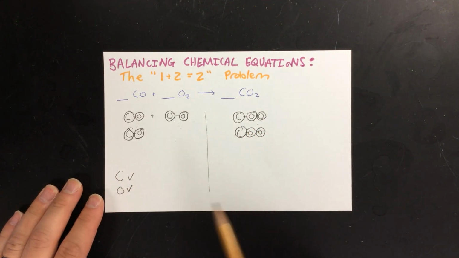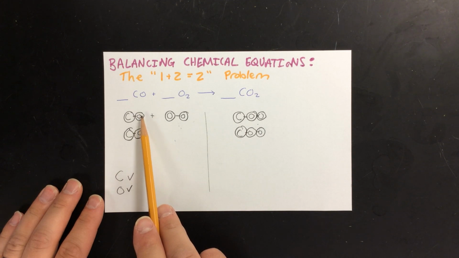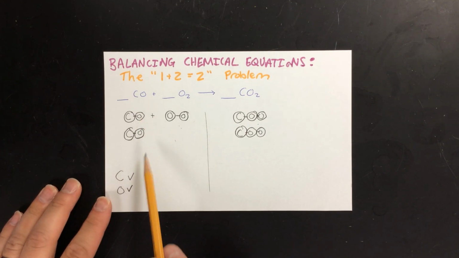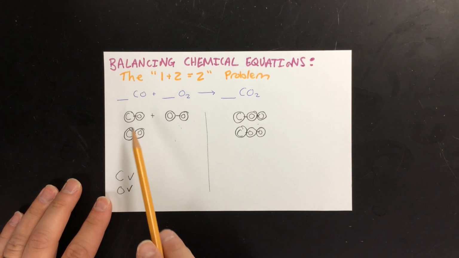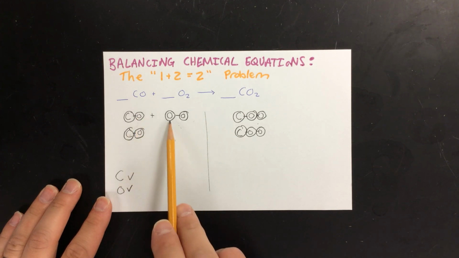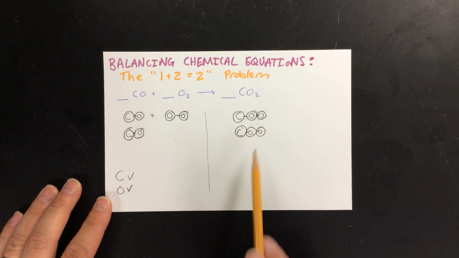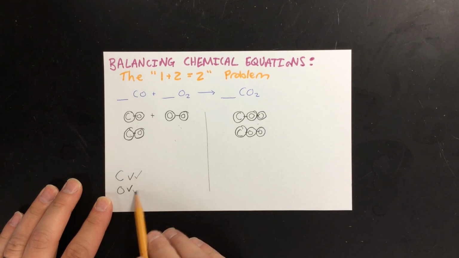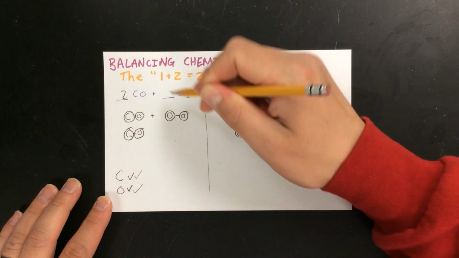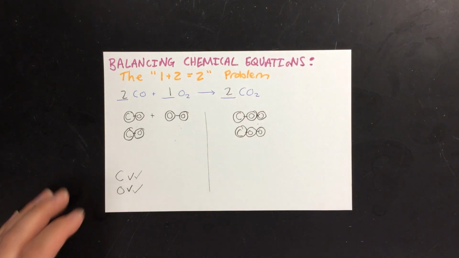Check. You notice that by making this +1 into an even number, it made the solution a lot easier to find. And I can double check that this is correct. I have 2 carbons here and 2 carbons after the reaction. I have 4 oxygens before the reaction and 4 oxygens after the reaction. So both elements check out. And now I just write in my coefficients. We've got a 2, a 1, and a 2.